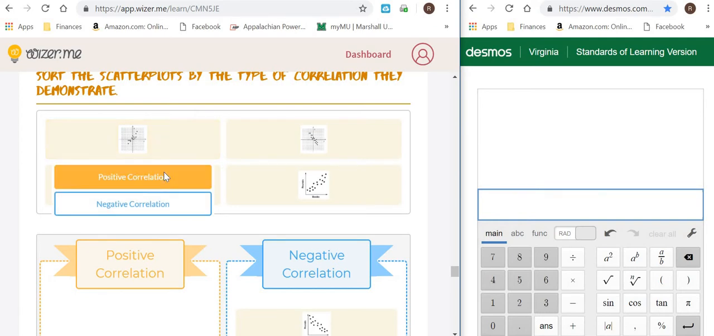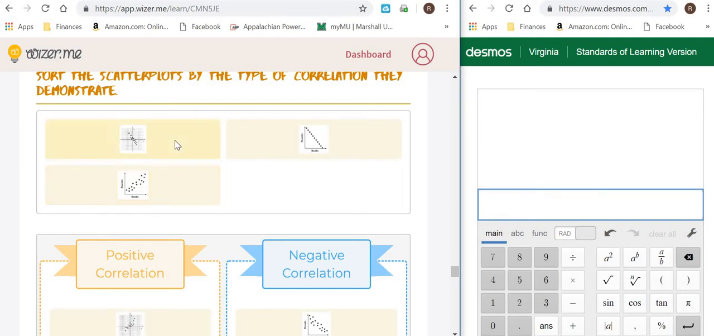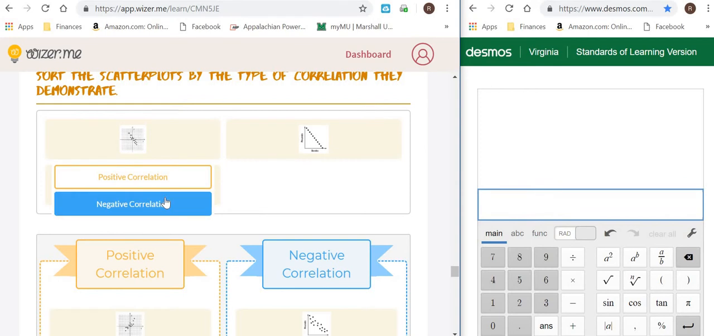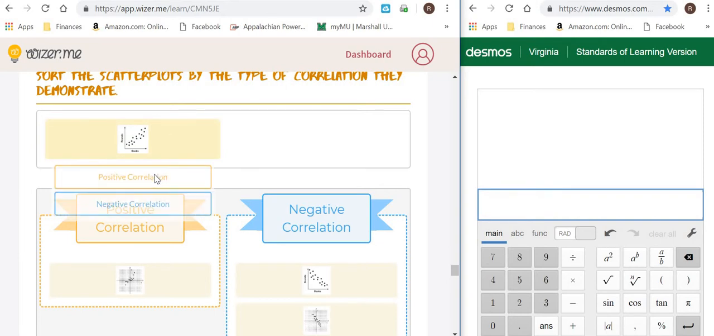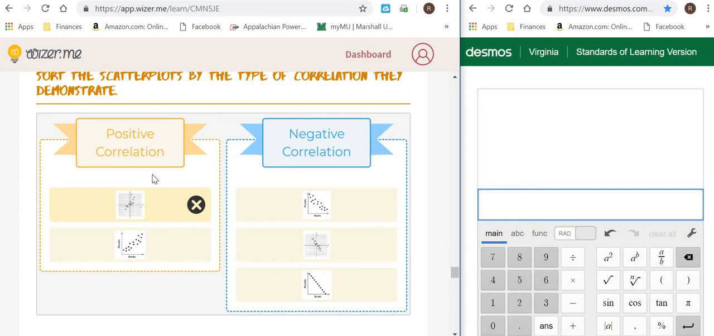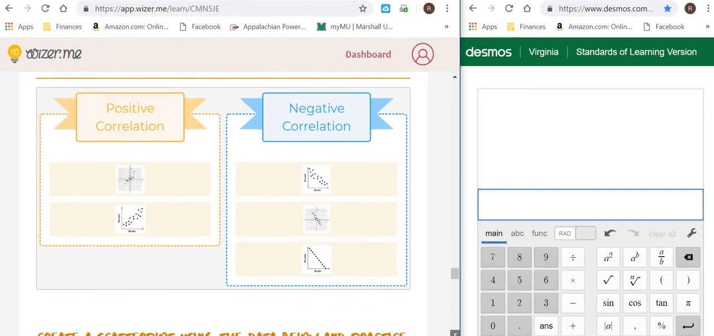This one is positive. It's going up. This one is going down, so it's negative. This one's definitely going down. It's negative. And this one is definitely going up, so it is positive. So these going this way to the right, just like a positive slope, have a positive correlation. These going down have a negative correlation, just like a negative slope.